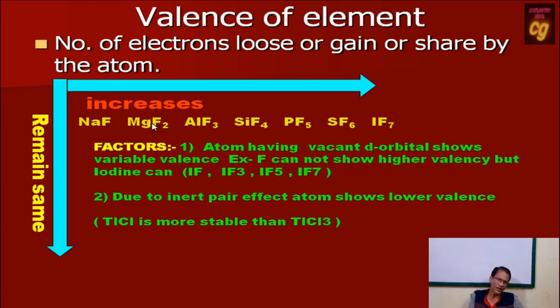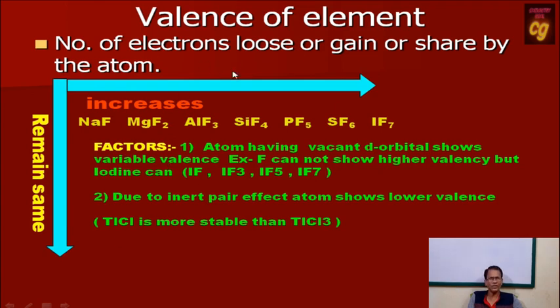As the number of valence electrons increases, sodium has 1 valence electron, magnesium 2, aluminum 3, silicon 4, phosphorus 5, sulfur 6, and iodine 7. As the number of valence electrons increases, the covalency is more. In ionic bond formation, more electrons will be gained and lost by the atoms, so the valency is more. So valency generally increases from left to right, and along the group the valency remains the same.